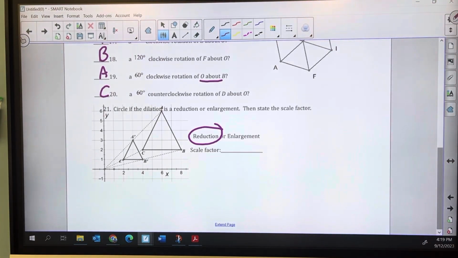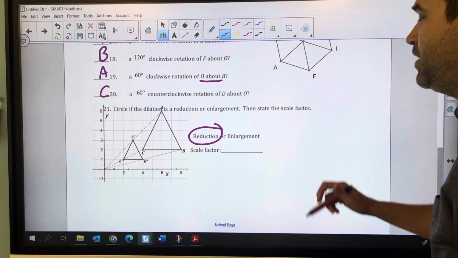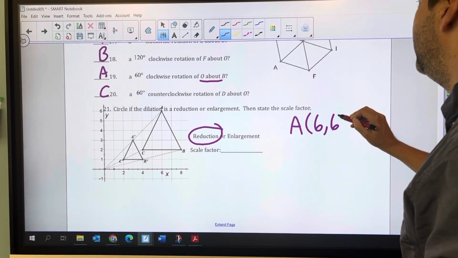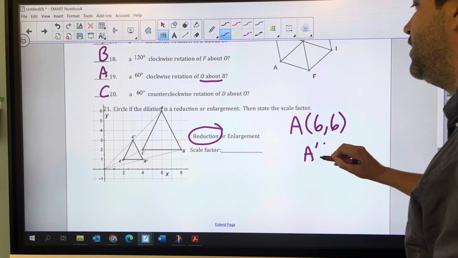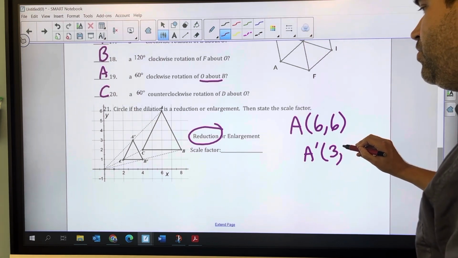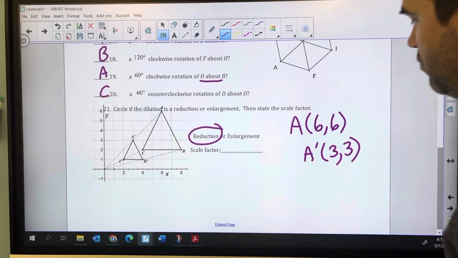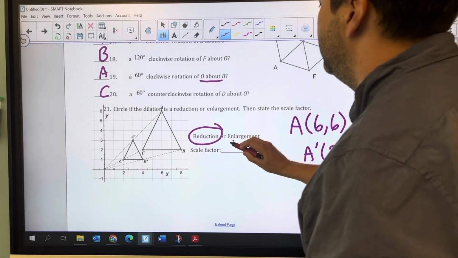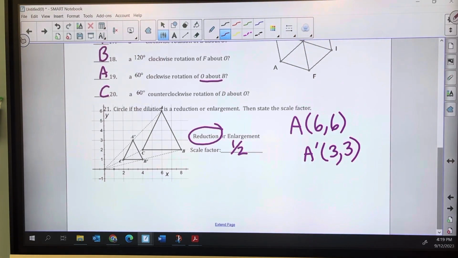It got smaller. The scale factor, what am I multiplying A, B, C by to get to that A prime, B prime, C prime? We can look at A is at 6, 6, and A prime is at 3, 3. What did we have to multiply by to change those 6's to 3's? And the scale factor is 1/2. We could check the same thing with B. B is moving from 8, 2 to 4, 1, which is also multiplied by 1/2.